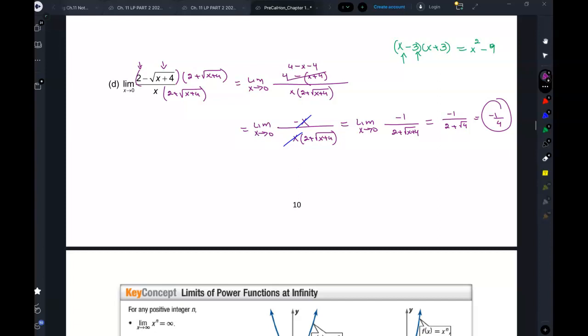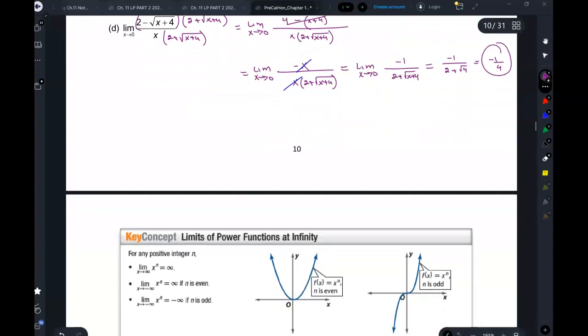Oh, we also took x out of the bottom? It's wrong. Otherwise, you'll still get 0 in the bottom. Yep. Okay? Okay, next one.